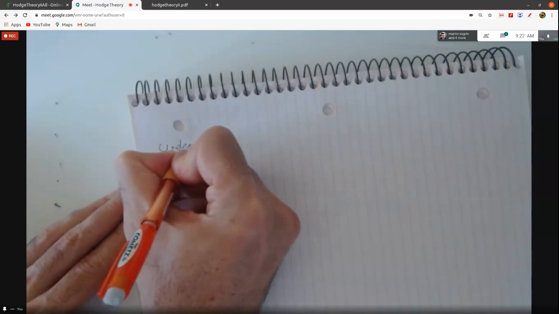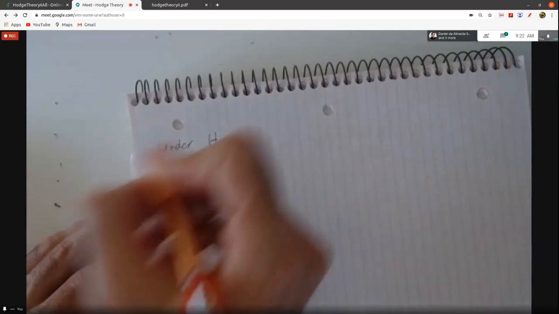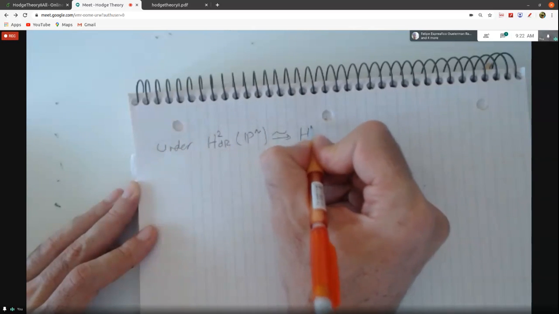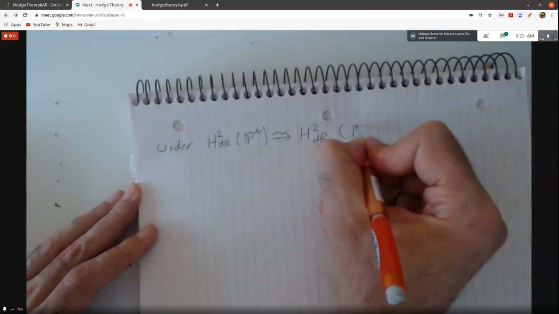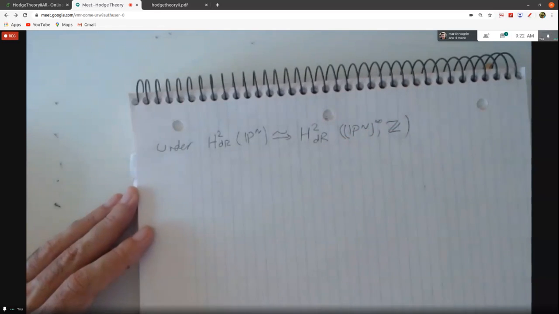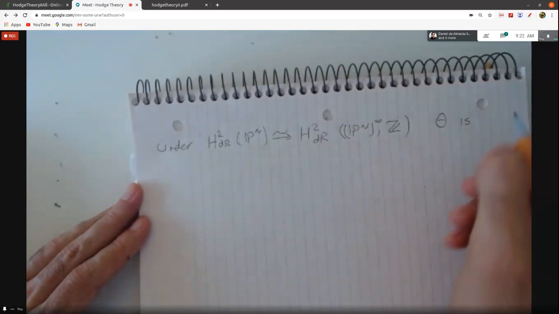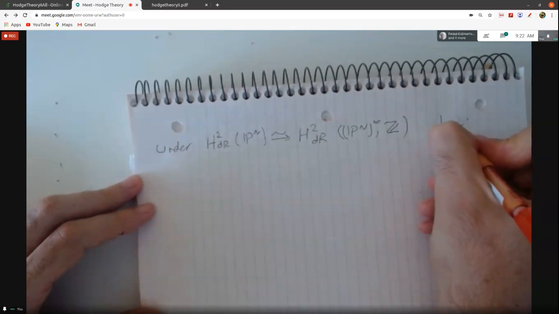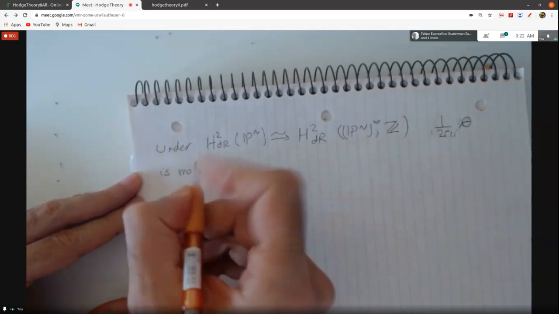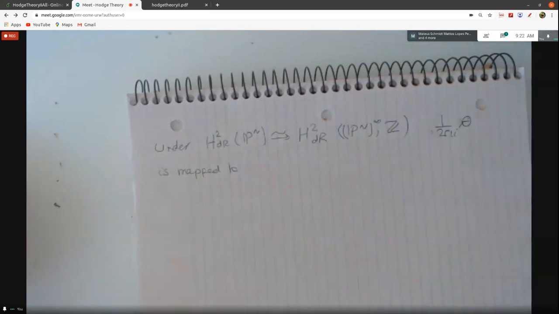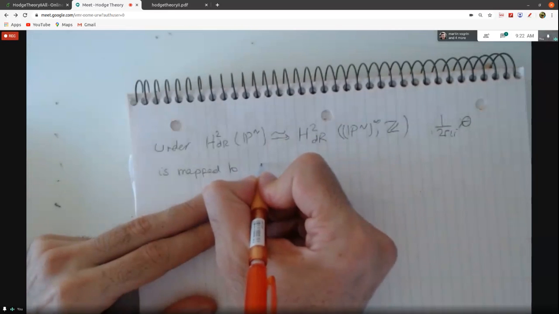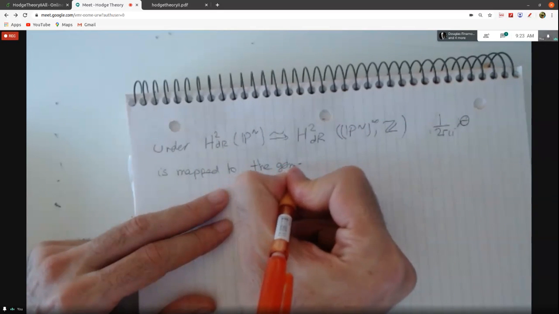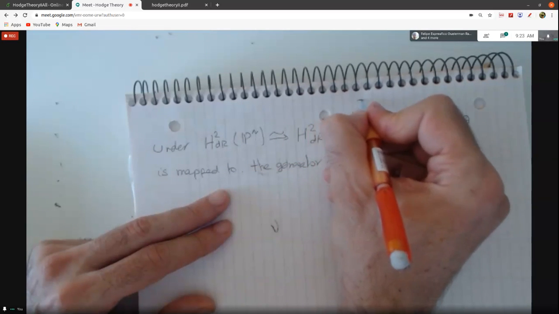Let me write in the H2 de Rham of P^n. This canonical isomorphism that we had, theta is 1/(2πi) ... theta is mapped to the generator of this group. And remember that this is Z.